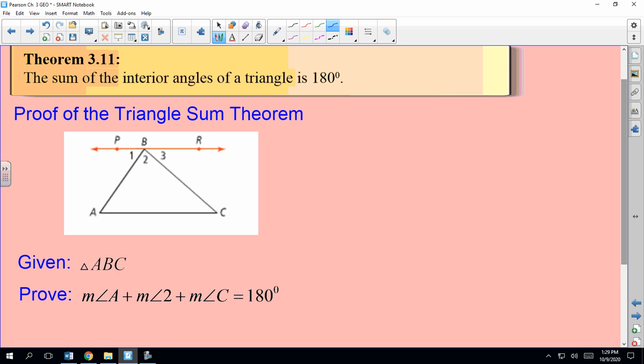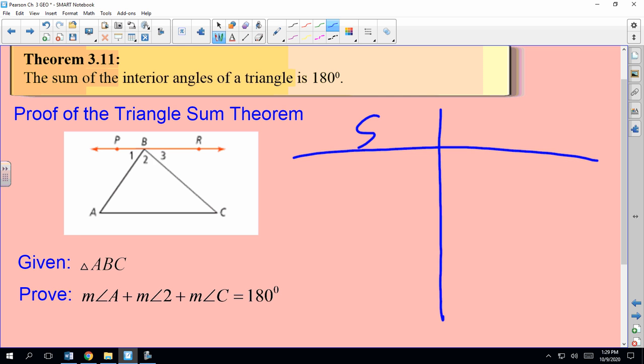So I'm going to do this as a statement and reason proof here. Statements here, reasons here, starting with triangle ABC, and you could write in there with auxiliary line PR parallel to AC. All right, so that's the given.